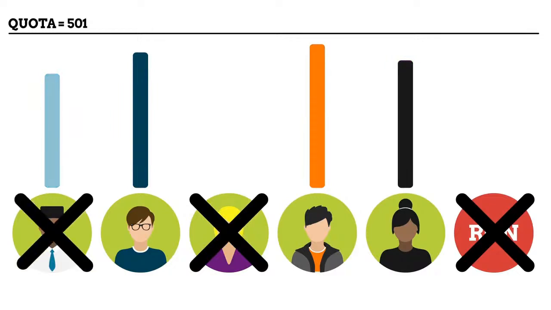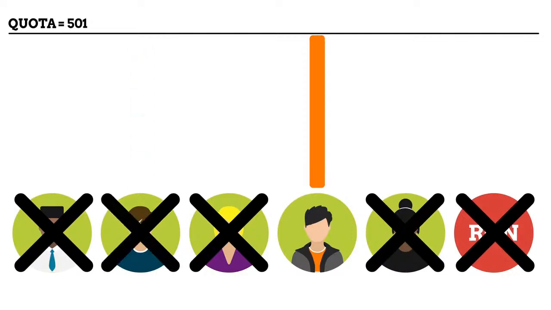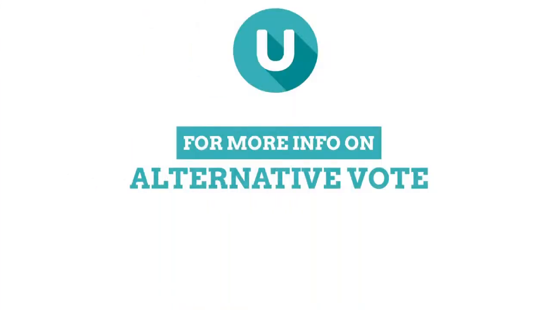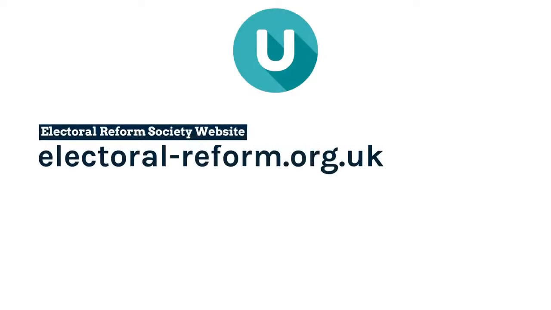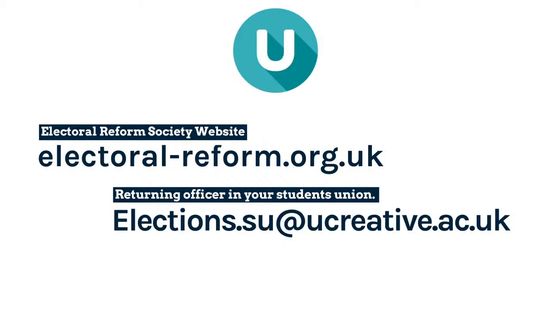This process continues until either one candidate reaches quota or only one candidate remains. If a candidate reaches quota, they're automatically elected. In our election, Bob didn't quite reach quota by the last round, but as he's the last candidate remaining, he's elected. For more information on AV, check out the Electoral Reform Society website or contact the returning officer in your students' union.